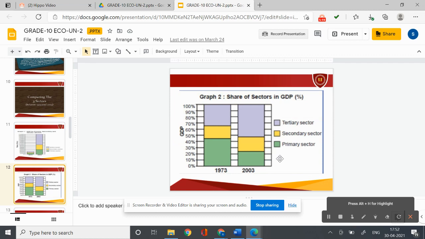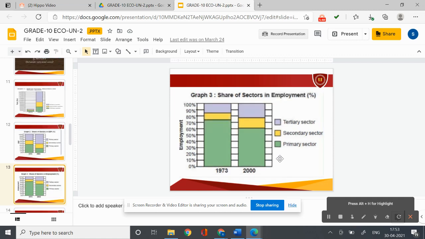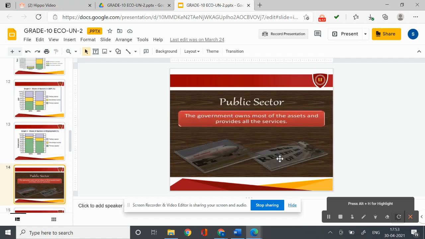And for the share of sectors in GDP in 1973, agriculture is more, next comes tertiary, and third is secondary. Whereas in 2003, tertiary sector is more, and secondary and primary sector are equal. Whereas in 1973, employment is more in agricultural sector, industrial sector is less, and tertiary sector stands in second position. Whereas in 2000, employment in agricultural sector decreased, and we can see a slight rise in secondary sector and more in tertiary sector.